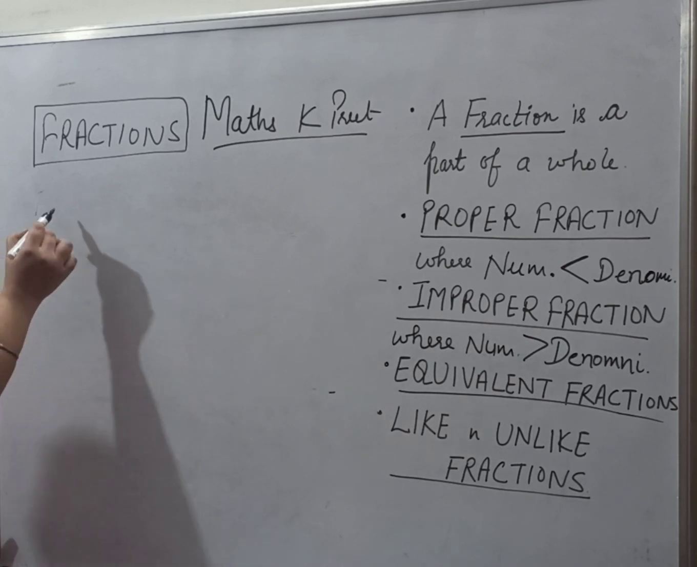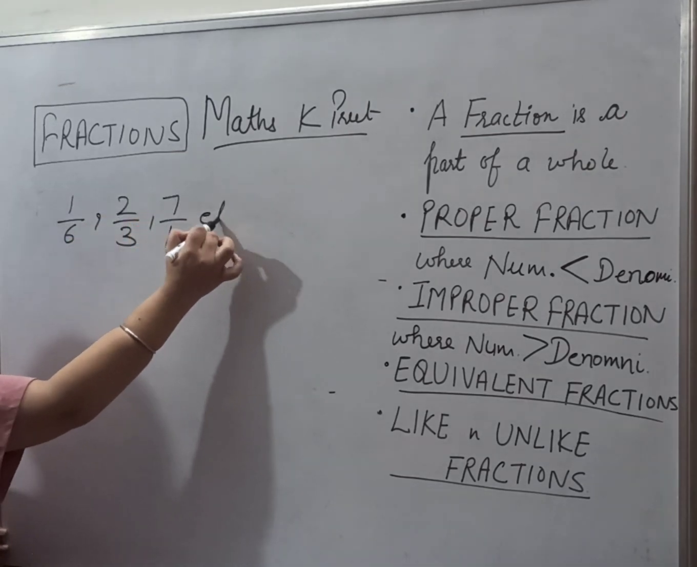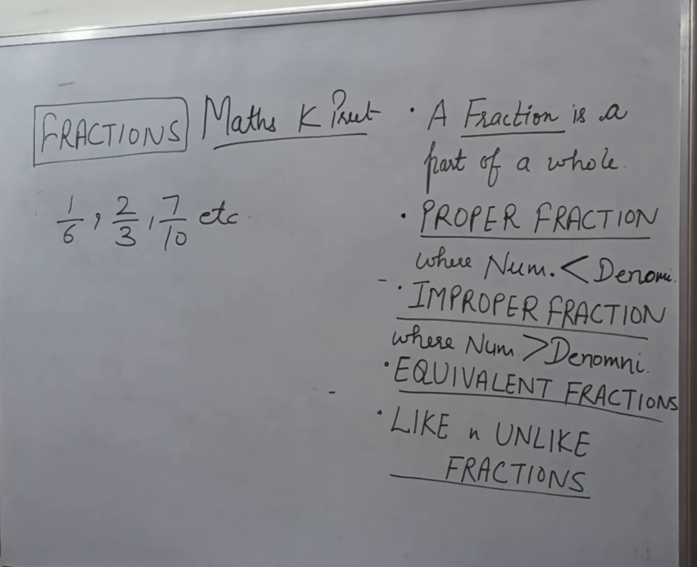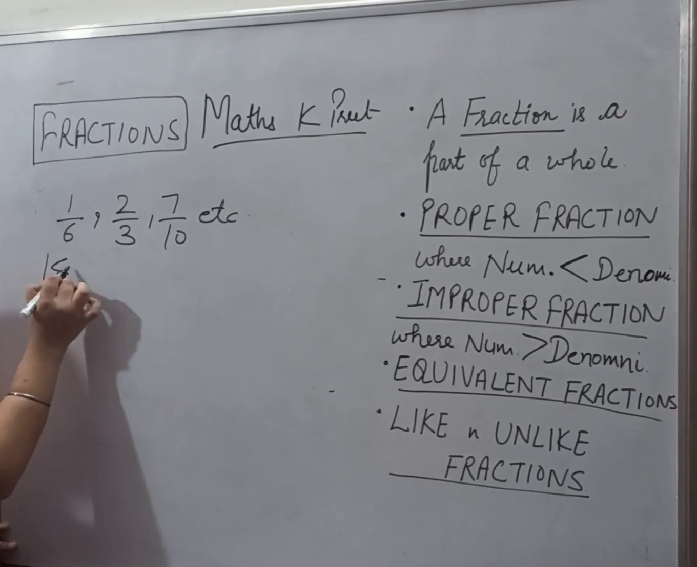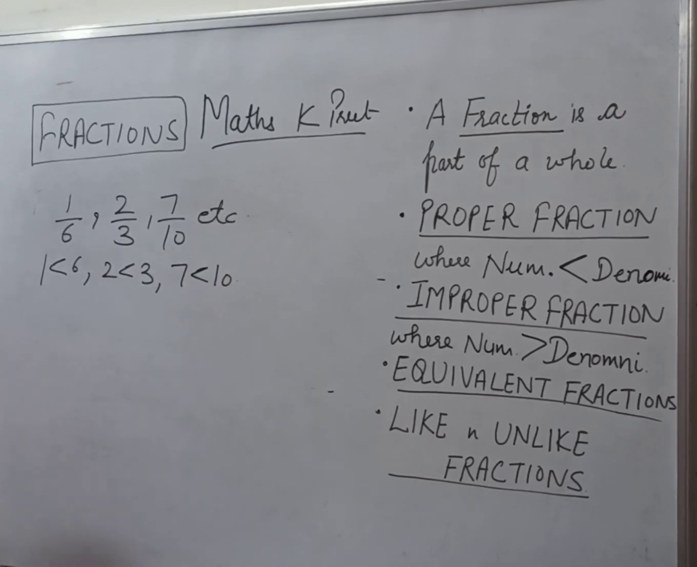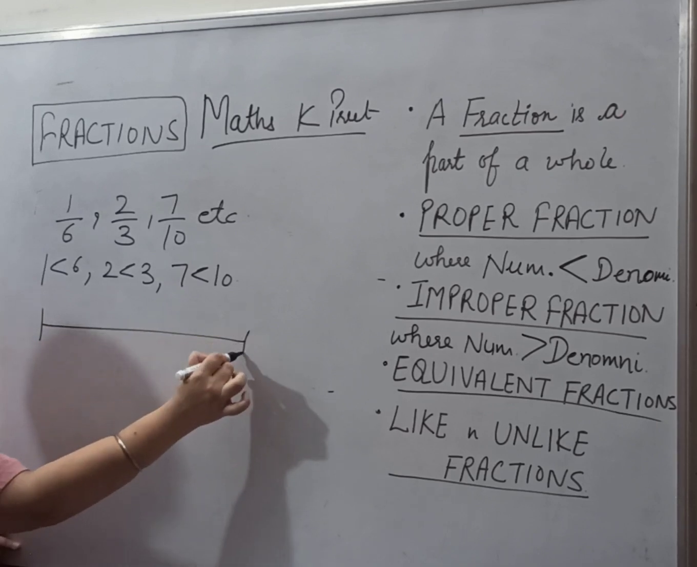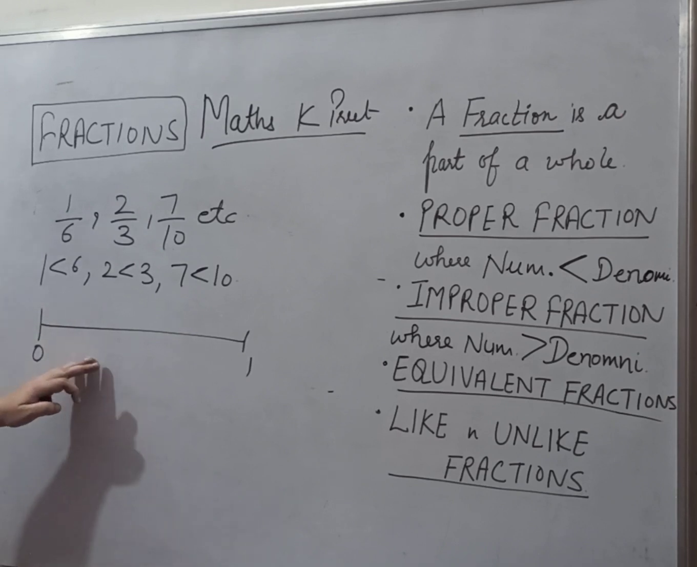For example, 1 by 6, 2 by 3, 7 by 10, etc. Here in these three examples, you can see that the numerator, which is 1, 2 and 7, is less than its denominator, 6, 3 and 10. 1 is less than 6, 2 is less than 3, 7 is less than 10. So these were the examples for a proper fraction. A proper fraction always lies to the left of 1 on the number line.